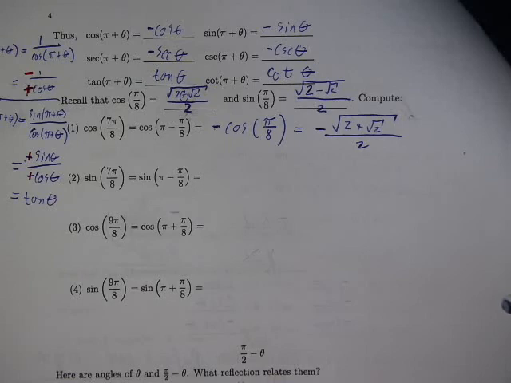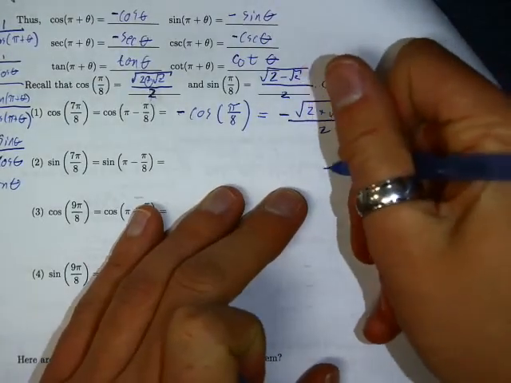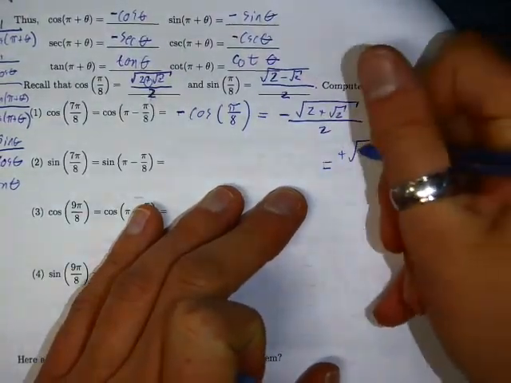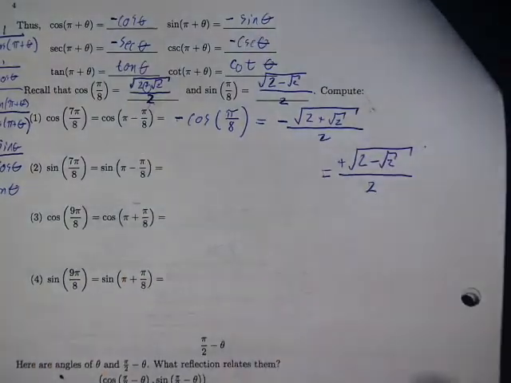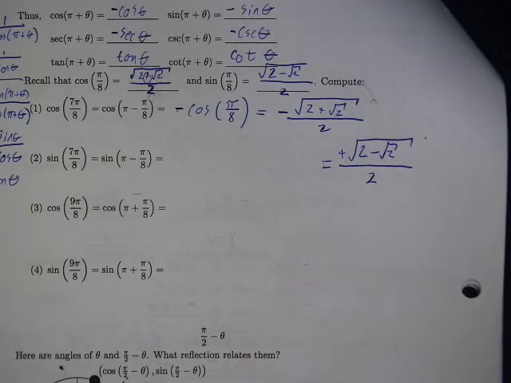What's the sine of 7 pi over 8? Positive root 2 minus root 2 over 2. Yeah. The same as just sine of pi over 8 was? Does anyone want to talk through that one? Okay, let's talk through it.